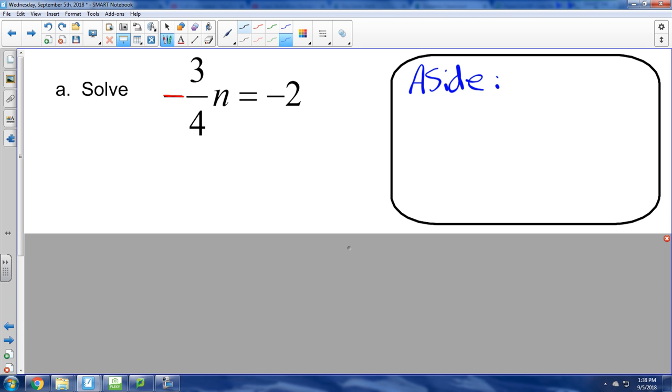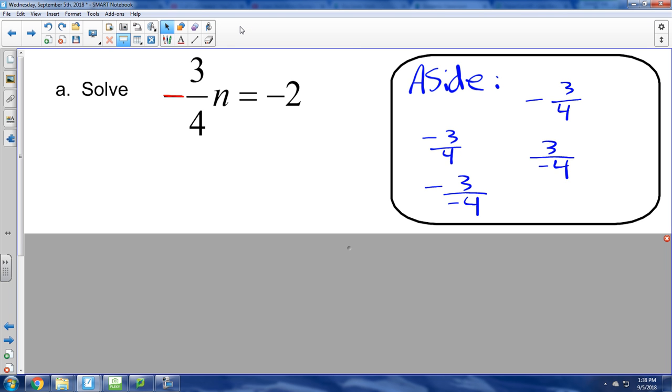What's the deal here? Negative 3/4, negative 3 over 4, 3 over negative 4, negative 3 over negative 4. Okay, which one of these are same and what's different? What's the deal with this stuff? Cadence, thoughts? Negative 3 over negative 4 and negative 3/4 are the same.